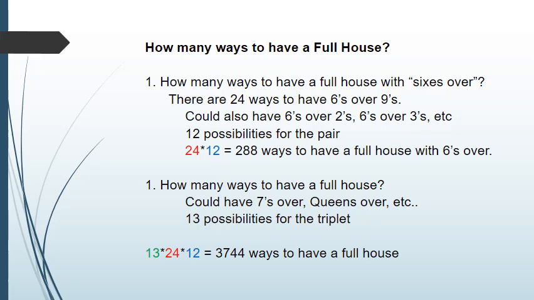How many ways to have a full house? We could have 7s over, queens over, etc. 13 possibilities for the triplet. 13 times 24 times 12 is equal to 3,744 ways to have a full house.